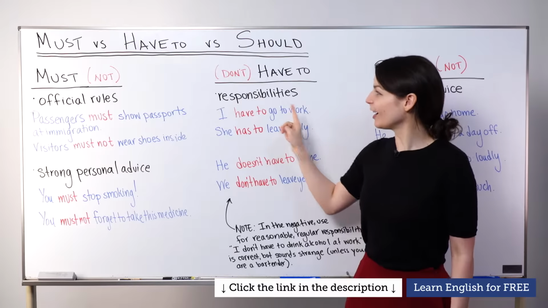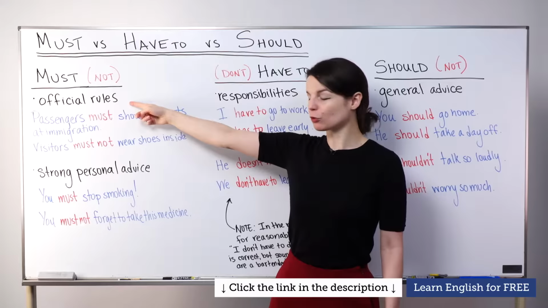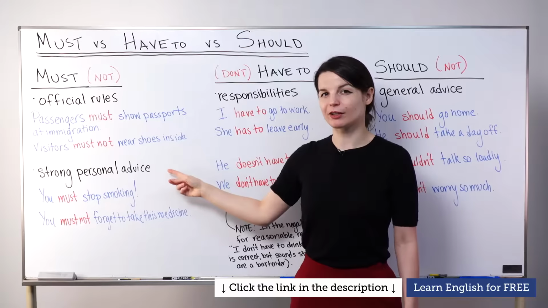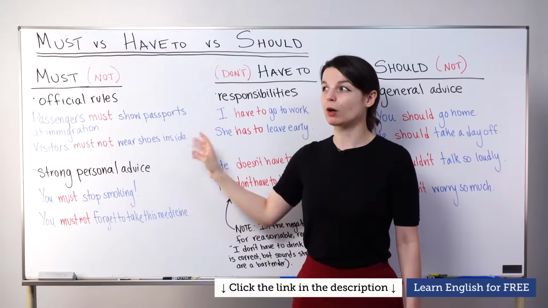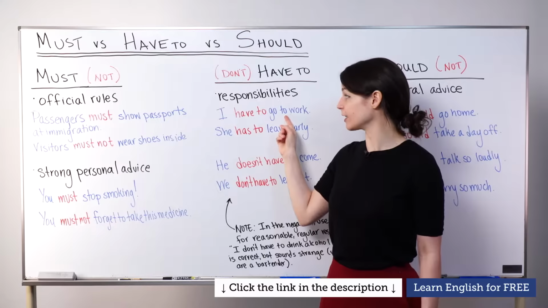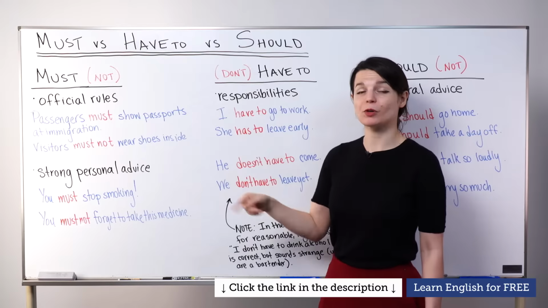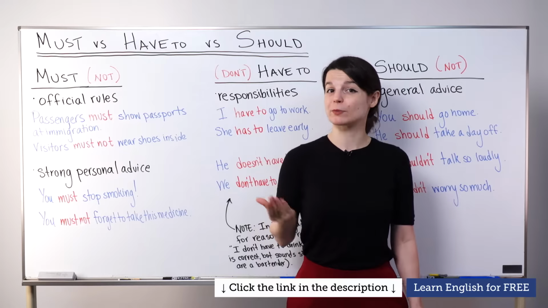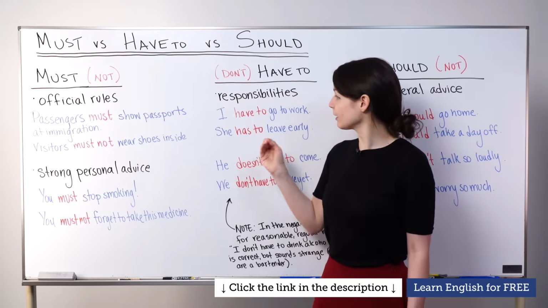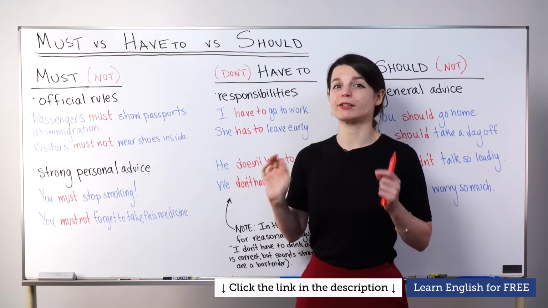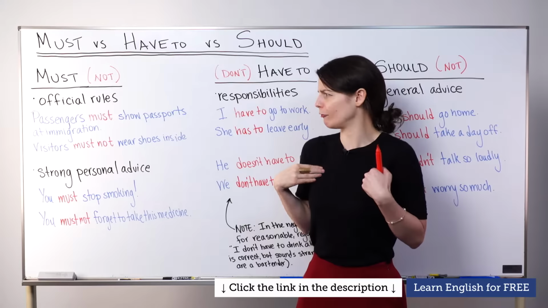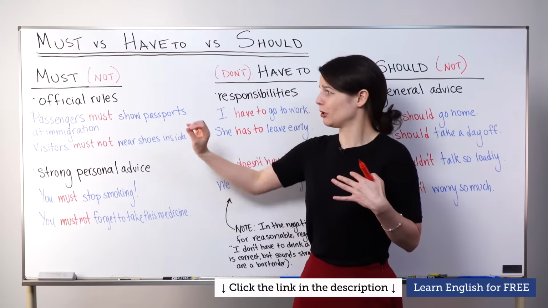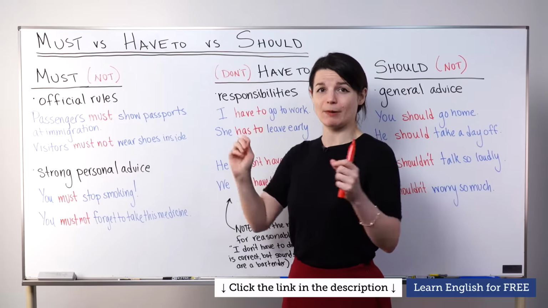But because we use must for official rules and for strong personal advice, it sounds kind of strange to use must here. Like, I have to go to work. That's an everyday, regular responsibility. When we make a sentence like, I must go to work, it sounds like there's a very strong reason, or a very official reason, I must go.